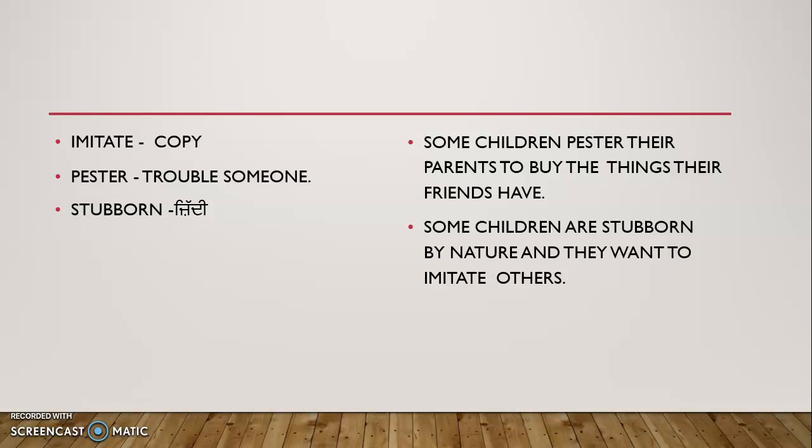For example, some children pester their parents to buy the things their friends have. कुछ बच्चे अपने पेरेंट्स ਨੂੰ ਤੰਗ ਕਰਦੇ ਆ ਕਿ ਉਹਨਾਂ ਨੂੰ ਉਹ ਚੀਜ਼ਾਂ ਲੈ ਕੇ ਦਿਓ ਜੋ ਉਹਨਾਂ ਦੇ ਫਰੈਂਡਸ ਕੋਲ ਨਹੀਂ. Next example is some children are stubborn by nature. It means some children are ਜਿੱਦੀ by nature. They want to imitate others. ਉਹ ਦੂਸਰਿਆਂ ਨੂੰ ਕਾਪੀ ਕਰਨਾ ਚਾਹੁੰਦੇ.